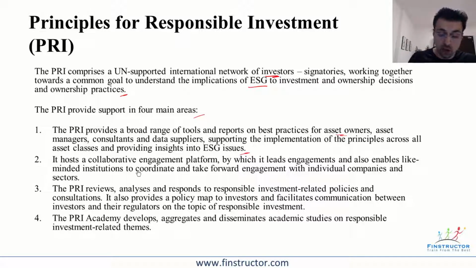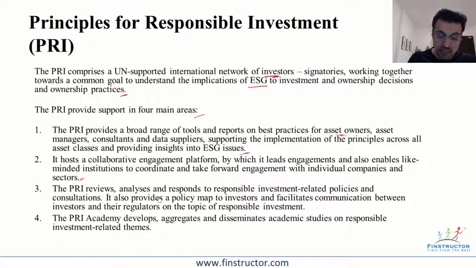Second, it hosts a collaborative engagement platform by which it leads engagements and also enables like-minded institutions to coordinate and take forward engagement with individual companies and sectors on ESG related issues. So it helps the asset owners or institutions interact with the corporates on ESG related issues.